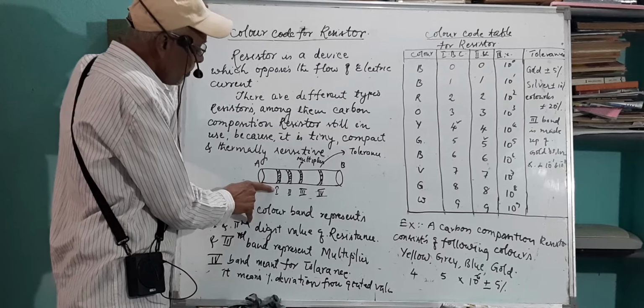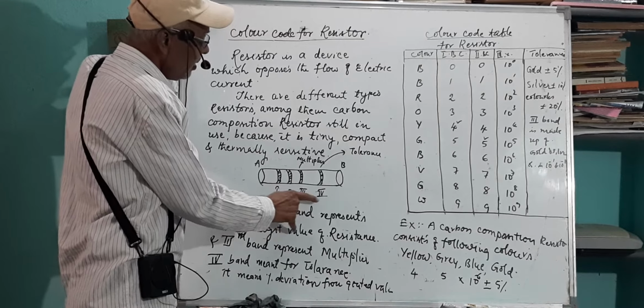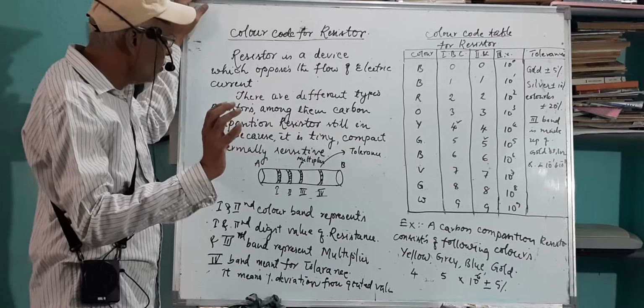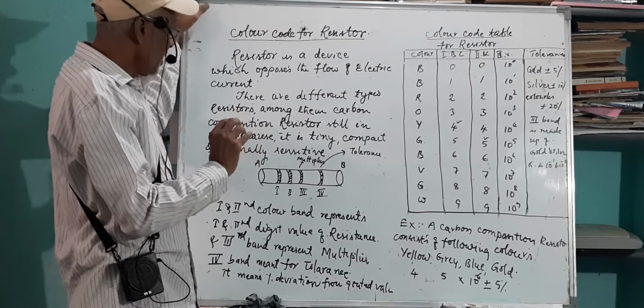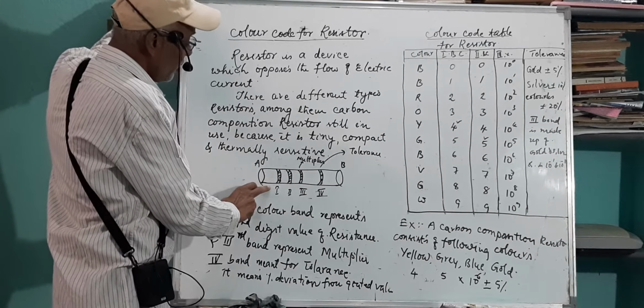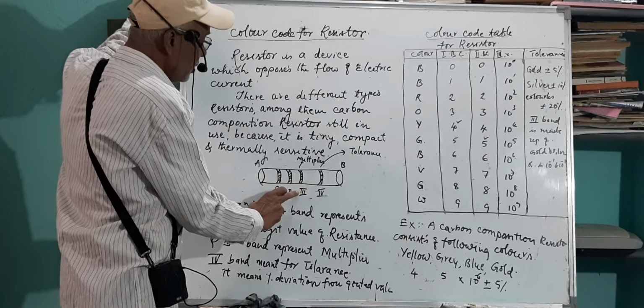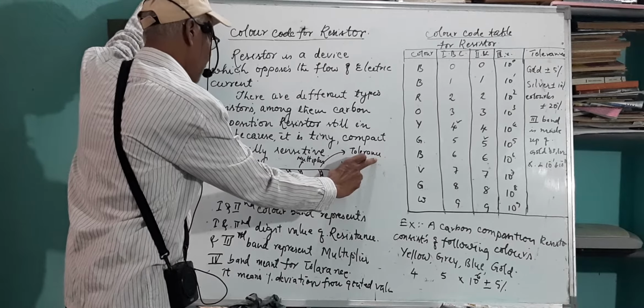So this is the first band. Start from that end: first band, second band, third band, and fourth band. Usually there will be four bands. Now let us see what the first color band gives, what the second color band gives, what the third color band gives, and the fourth color band gives the tolerance value.